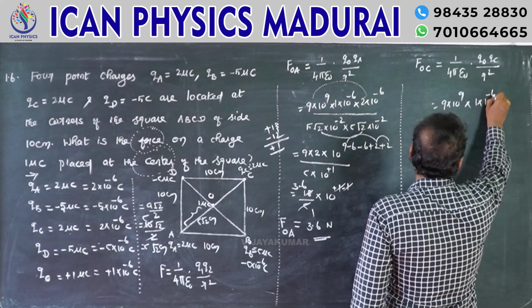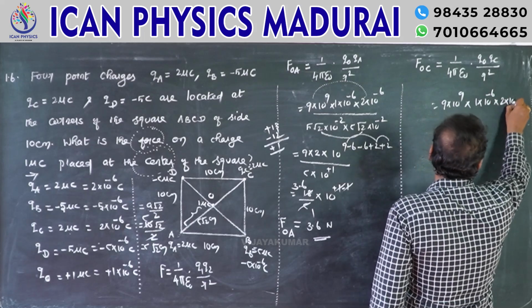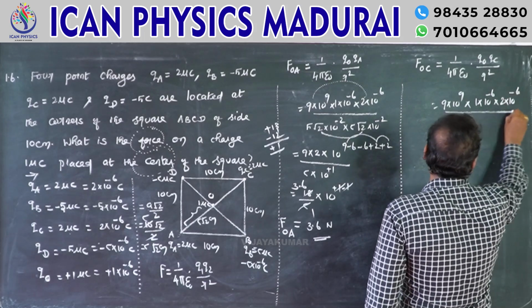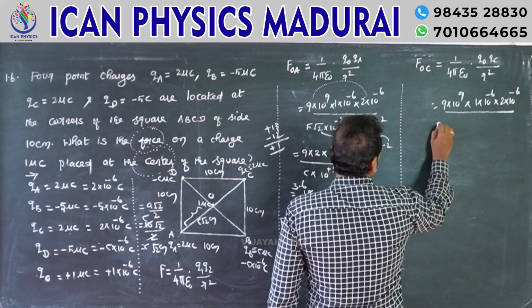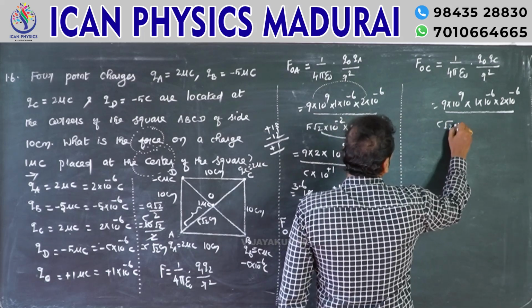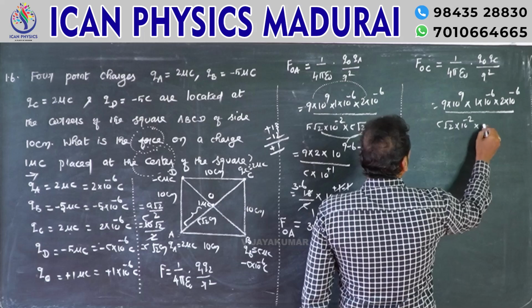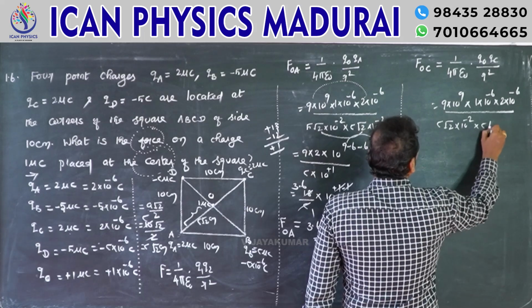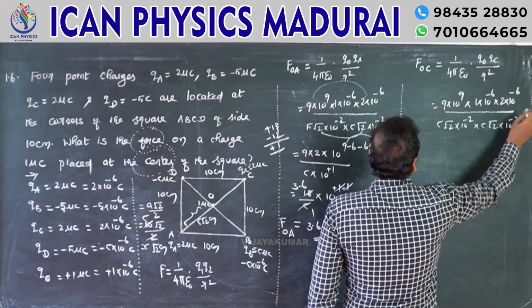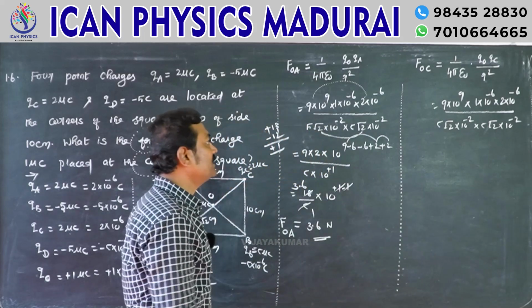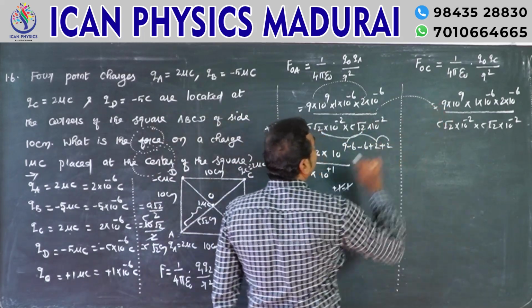1 into 10 to the power minus 6, QC into 2 into 10 to the power minus 6, divided by R squared, 5 root 2 into 10 to the power minus 2 into 5 root 2 into 10 to the power minus 2. Just compare these two substitutions.